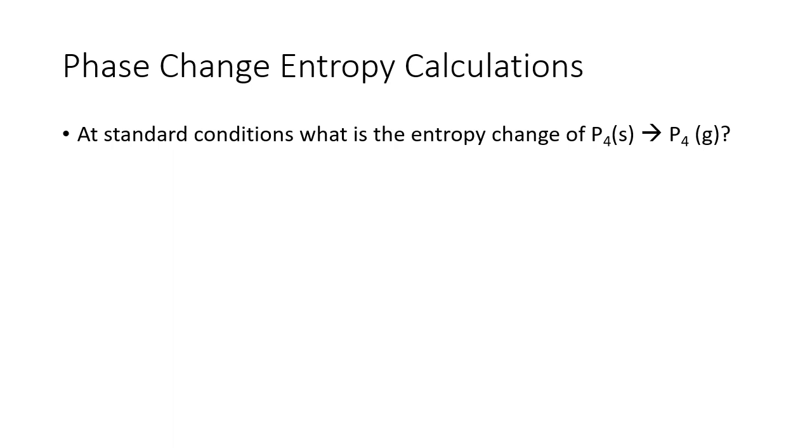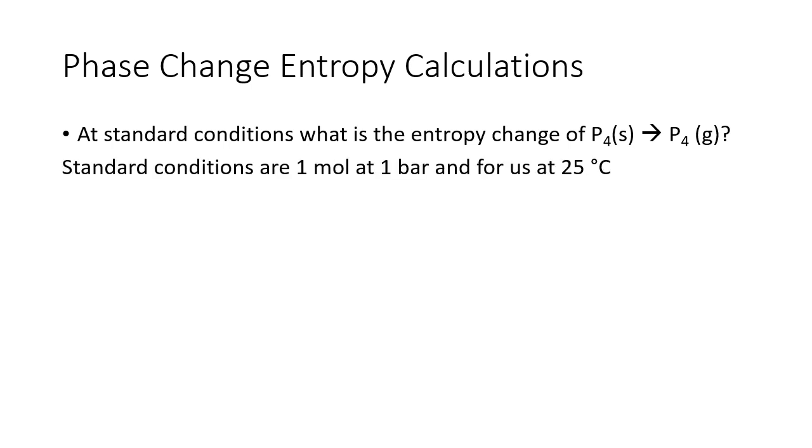But the general thing should be negative. Okay, so let's try this thing. At standard conditions, we've got 1 mole at 1 bar. From our table, it's going to be 25 degrees Celsius. Our table is G1 in Appendix G at the very end of the book.